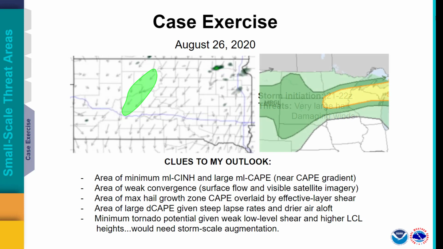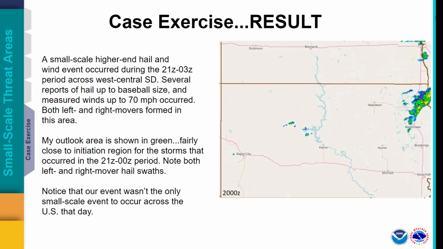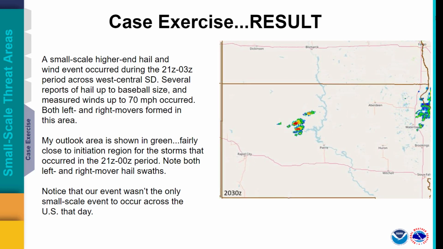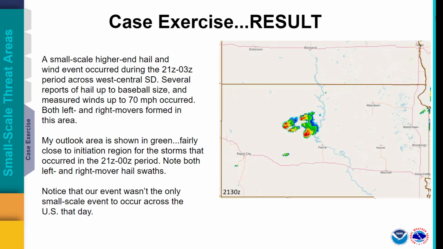Note that the SPC outlook is likely still valid as a larger scale picture for the region, but I'm focusing on a small scale threat in time and space, one that could yield high-end severe storms. A small-scale higher-end hail and wind event occurred during the 21Z to 3Z period across west central South Dakota. Several reports of hail up to baseball size and measured winds up to 70 miles per hour occurred. Both left and right movers formed in this area.